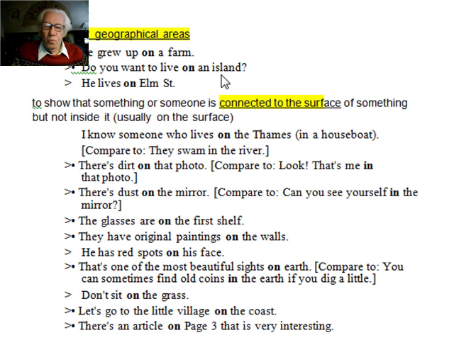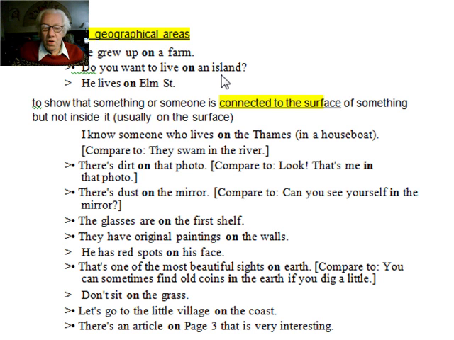I know someone who lives on the Thames in a houseboat. Okay, he lives on the Thames. The boat floats on the surface of the river, so it would be on the river. A houseboat is something that contains someone or something, and we say in a houseboat.